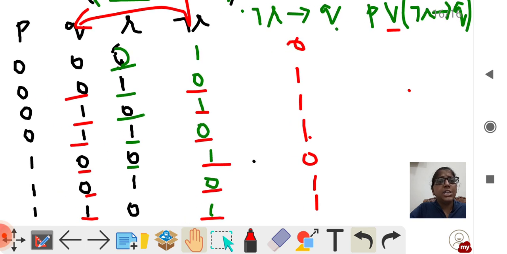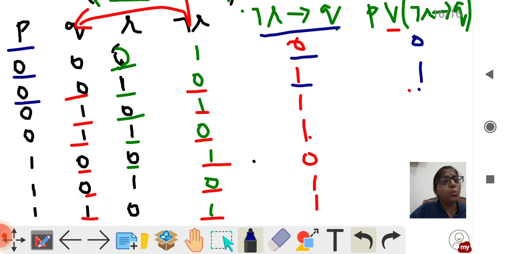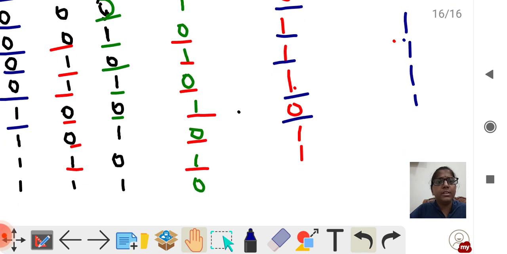P or negation R implies Q, we have to find now. So negation R implies Q is here, P is here. So P or this value: 0 or 0 is 0 only. 0 or 1 is 1. Or means at least 1 should be true. Then you can write the value as true. 0 or 1 is also 1. Okay. Here also 0 or 1 is 1. Next value is 1 or 0, which is 1. Okay. So here the remaining values: 1 or 1 is 1. 1 or 0 is also 1.